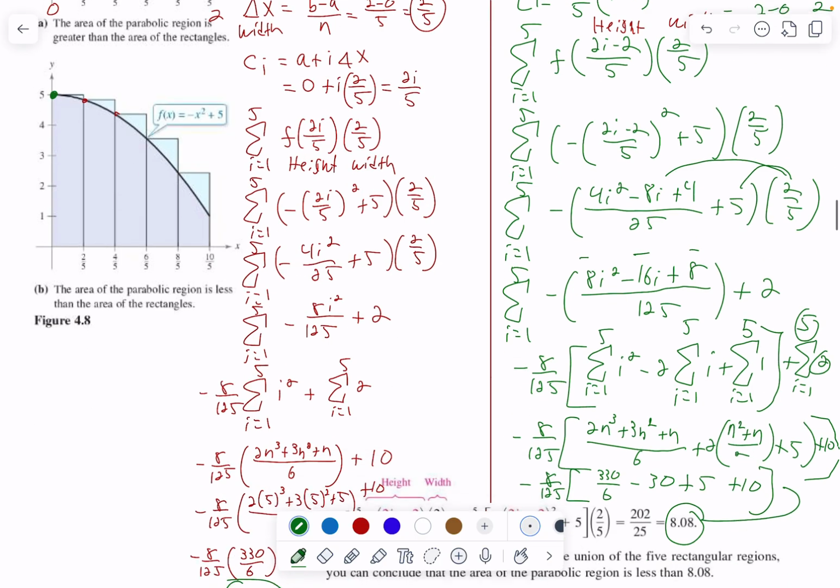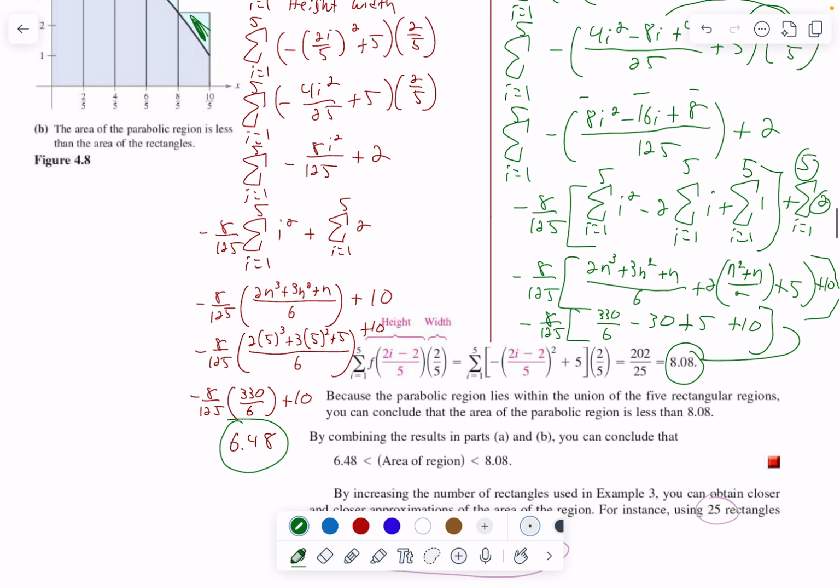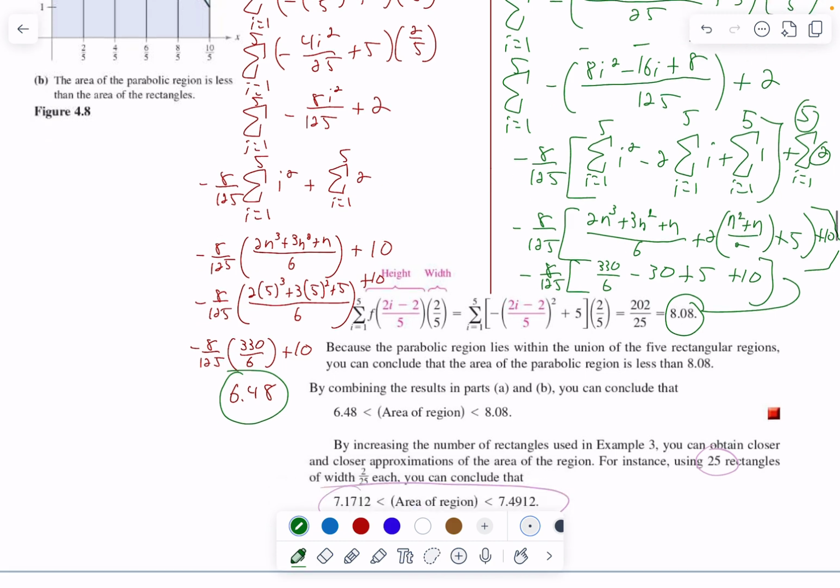And the left end one, which we just did, is kind of high because it's not inscribed, it's circumscribed. So you've got gaps above where the actual curve is. It's an overestimation. So then obviously it's the case that the area is between 6.48 and 8.8.